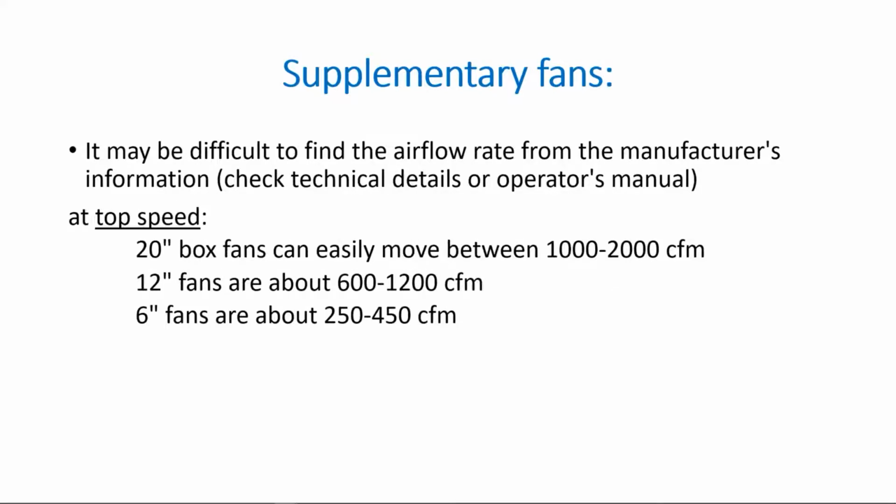It may be difficult to find the airflow rate from the manufacturer's information. You can check the technical details or the manual, but generally, as a rule of thumb, a 20-inch box fan is around 1,000 to 2,000 CFM. A 12-inch is about 600 to 1,200 CFM, and a 6-inch is about 250 to 450.